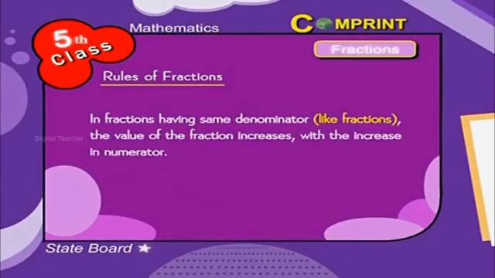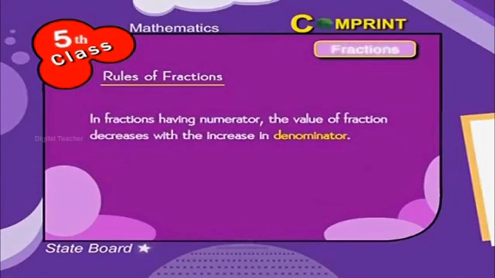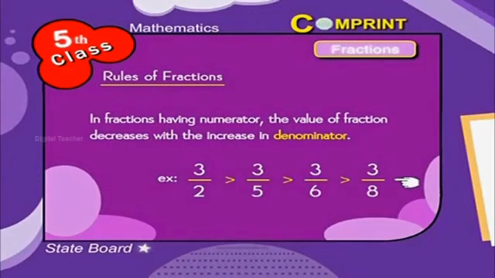In fractions having same denominator, the value of the fraction increases with the increase in numerator. For example, 1 by 8 is less than 3 by 8, less than 5 by 8 and so on. In fractions having numerator, the value of fraction decreases with the increase in denominator. Look at the example. 3 by 2 greater than 3 by 5 greater than 3 by 6 greater than 3 by 8.